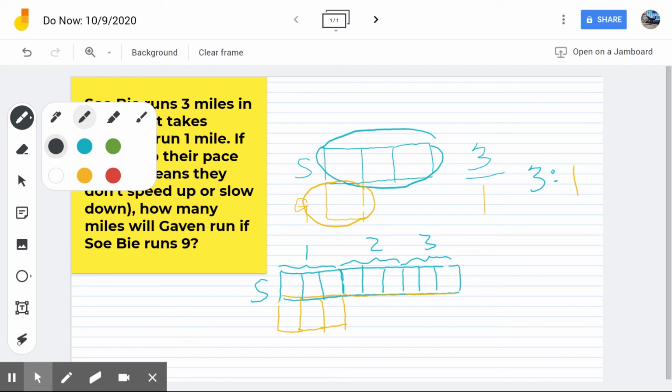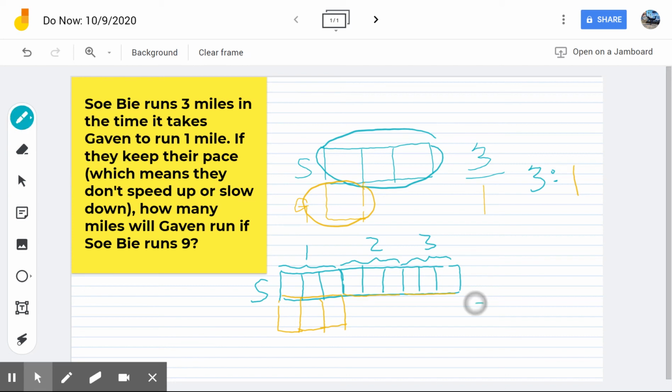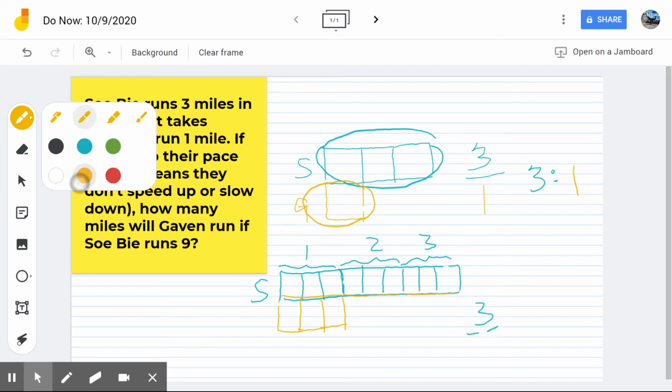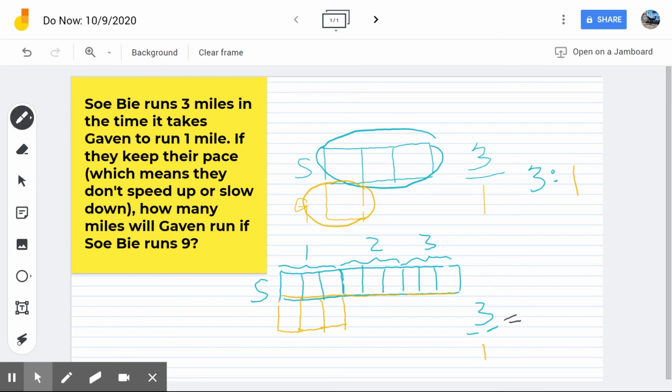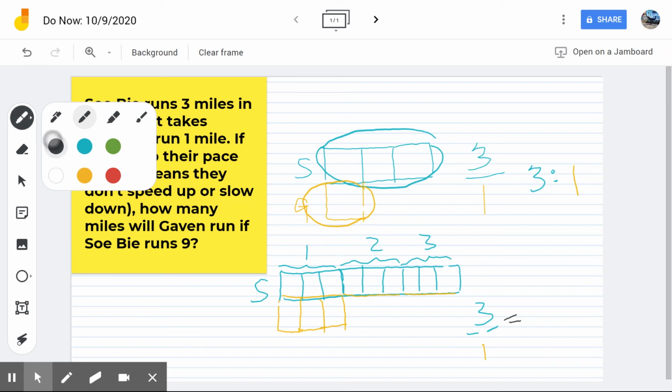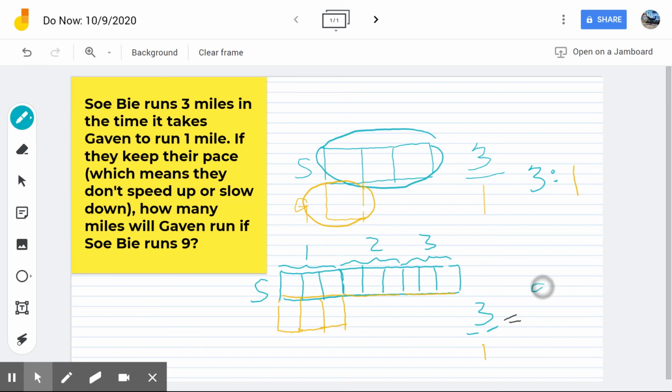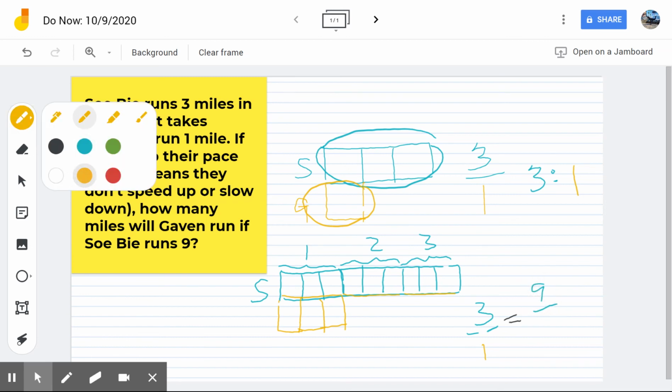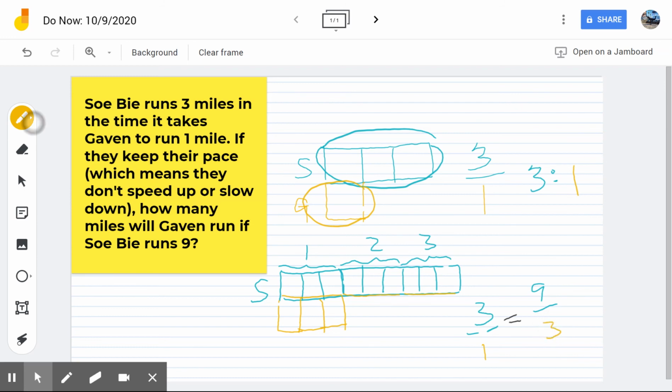As a set of equivalent ratios, I can just write it over here. 3 to 1 is equal to 9 to 3. And we know that's so by simply multiplying both by 3. 3 times 3 makes 9.